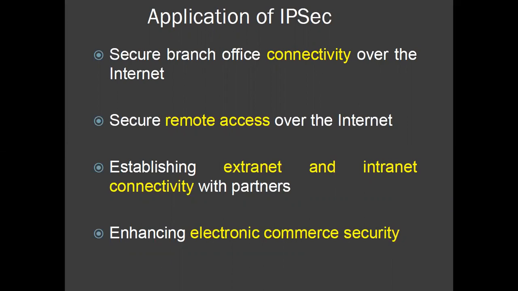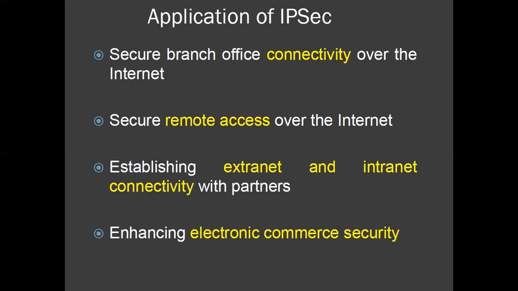If a company can build a secure virtual private network over the internet or over a public WAN, then this enables a business to rely heavily on the internet and reduce its need for private networks, which will eventually result in saving cost and network management overhead. Another application can be secure remote access over the internet.